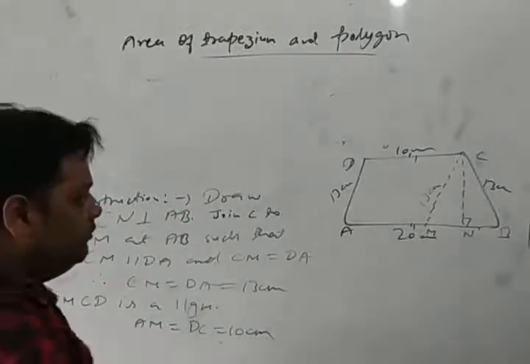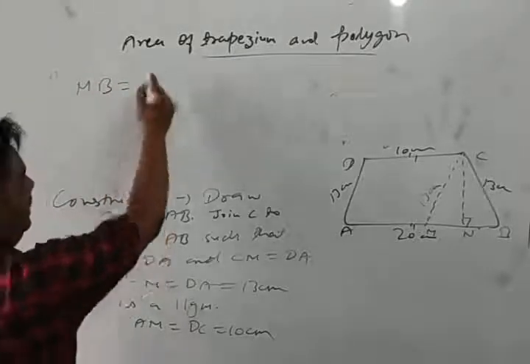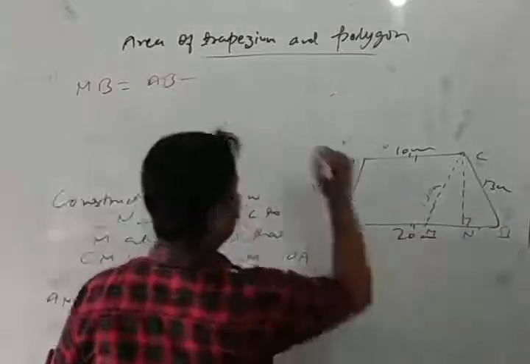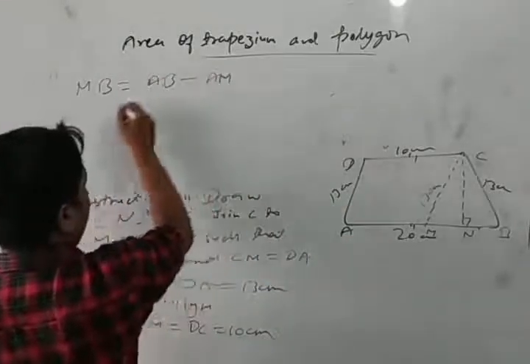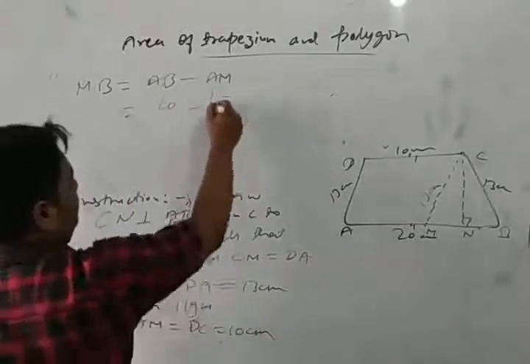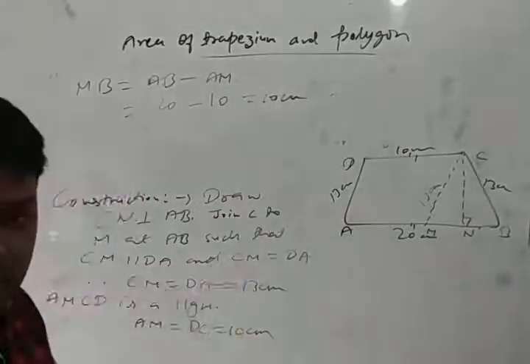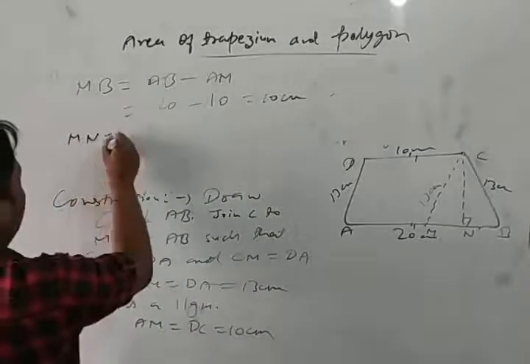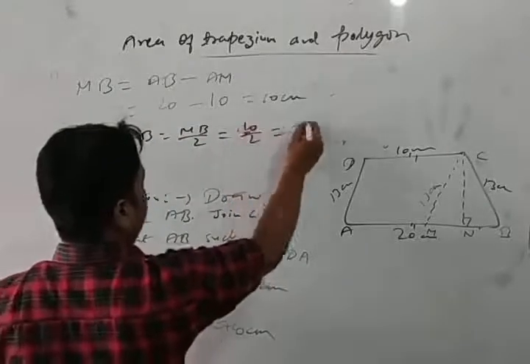Now we can find the value of MB. MB will be the total distance AB minus AM. AB is 20 centimeter total and AM is 10 centimeter, so MB will be 10 centimeter. Then we can also write MN is equal to NB, equal to MB by 2, that is 10 by 2, which is 5 centimeter.